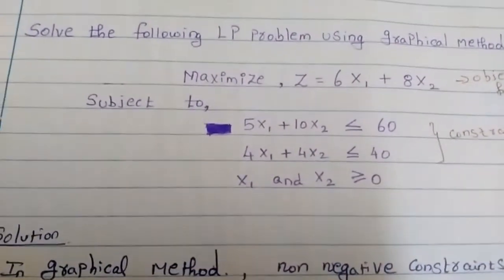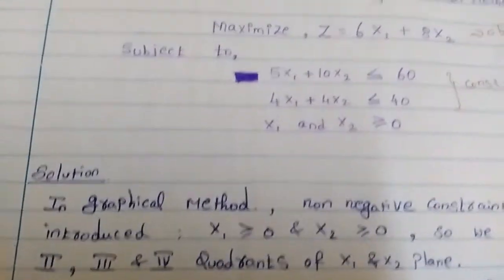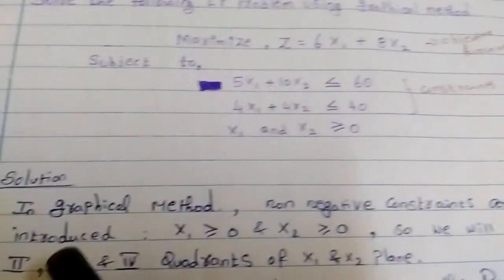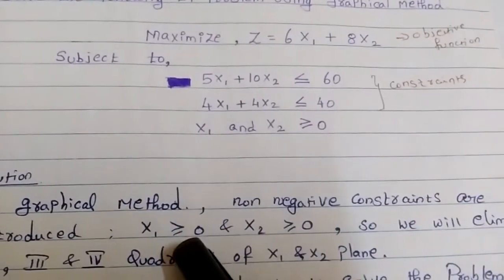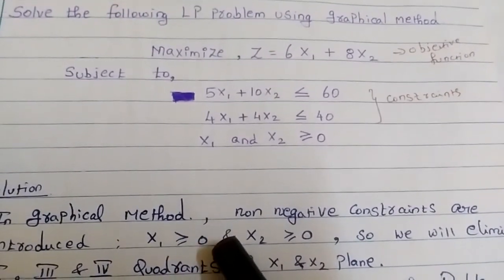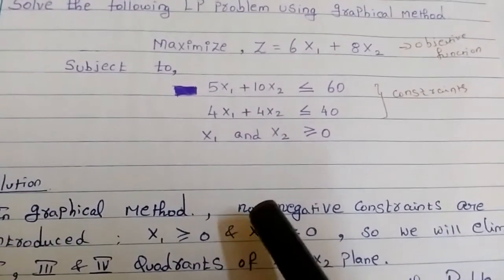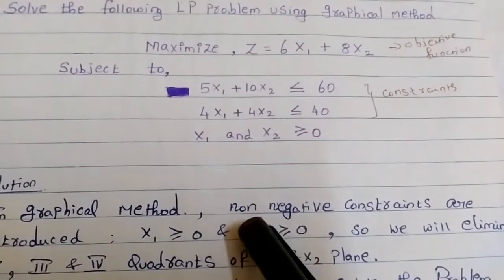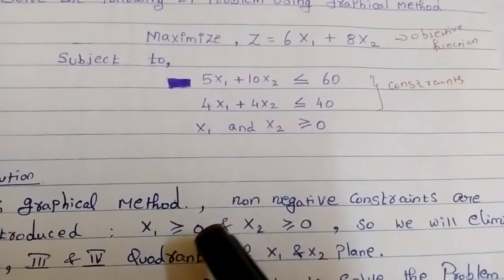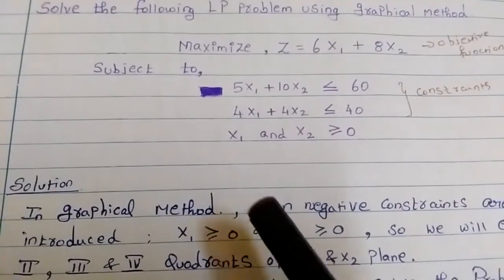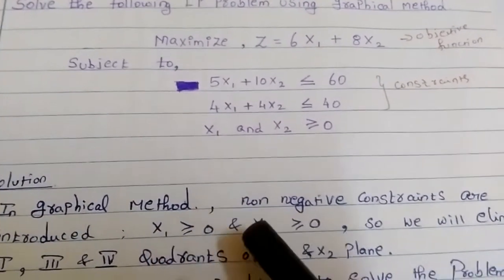Before going to the solution, in graphical method, few things we have to remember. In graphical method the non-negative constraints are introduced. x1 and x2 both are greater than or equal to 0. So in optimization, we are not going to say positive values, we are going to say non-negative constraints. இந்த ரெண்டுமே வந்து non-negative அப்படிங்கிறதுனால, so we will eliminate.